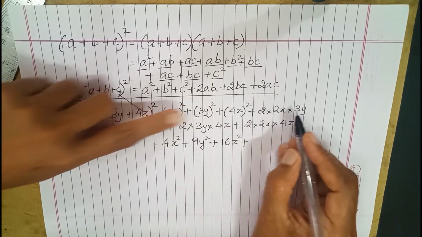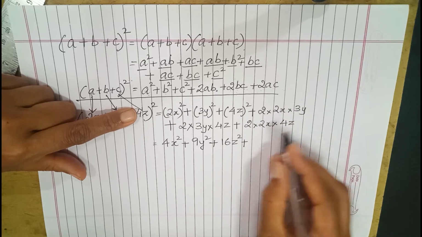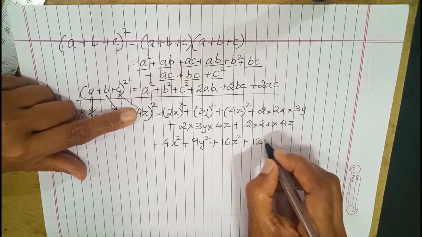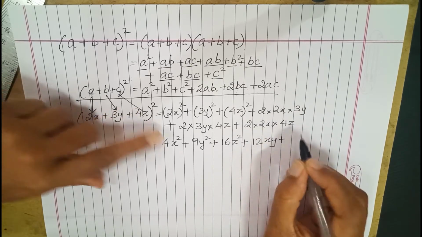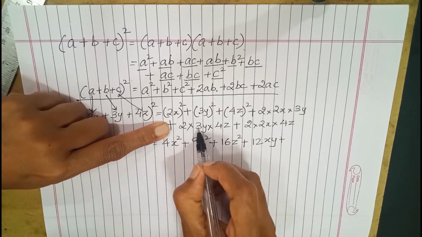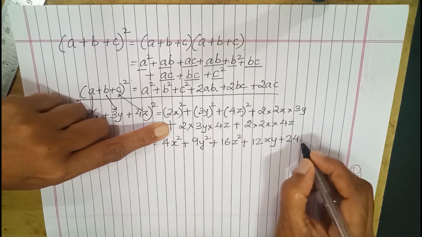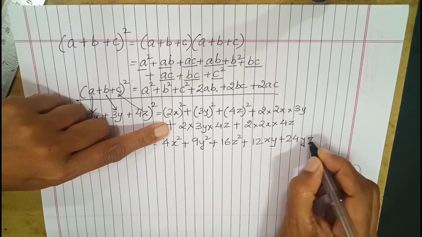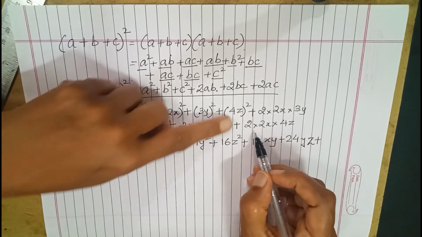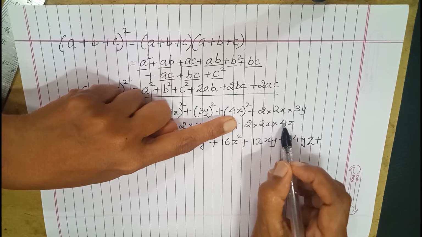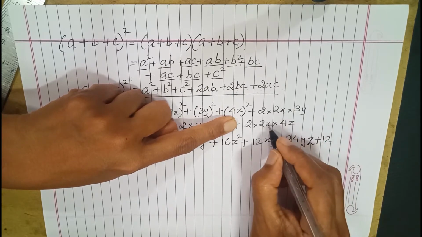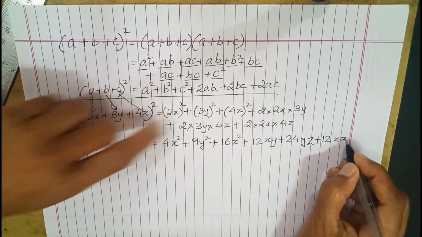Now we multiply all the numbers. 2 into 2 is 4. 4 3s are 12. X into y will give us xy plus. Now we do this. 2 into 3 is 6. 6 4s are 24 and y into z will be yz, plus the last term. 2 into 2 is 4. 4 3s is 12. 12 x into z is xz.